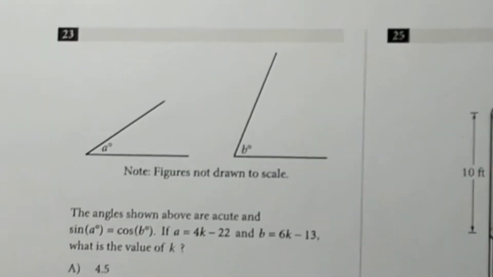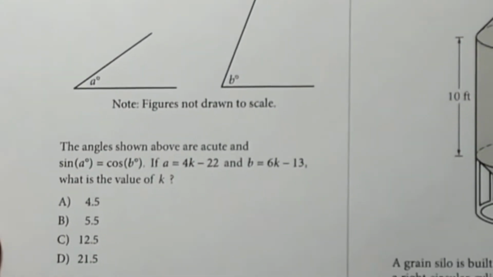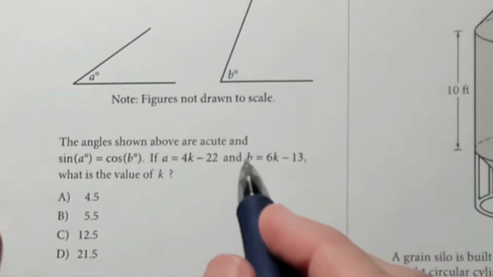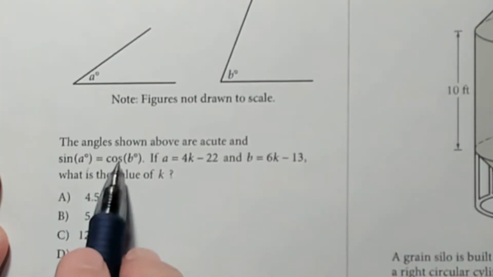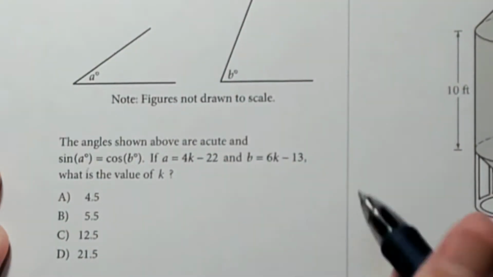23. Here's two angles. Here's the question. You can pause it now if you want to figure it out yourself. So the angles shown above are acute, sine of A equals cosine B. Something you've got to memorize.